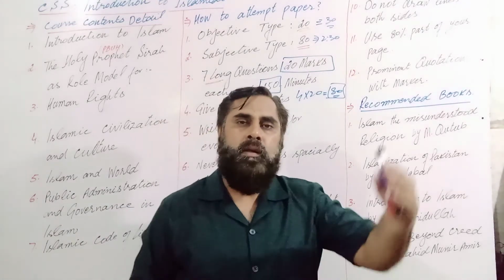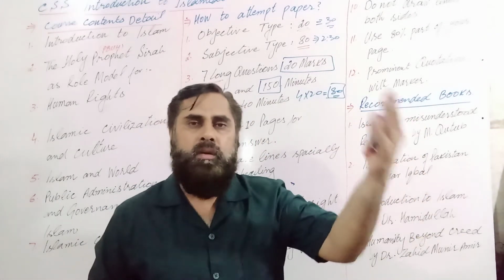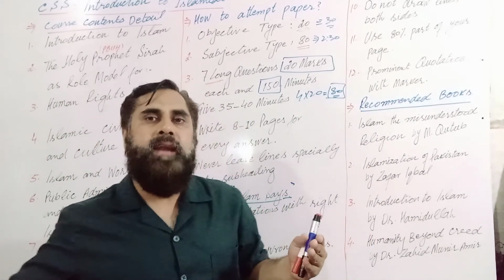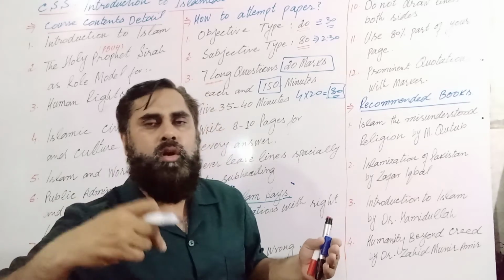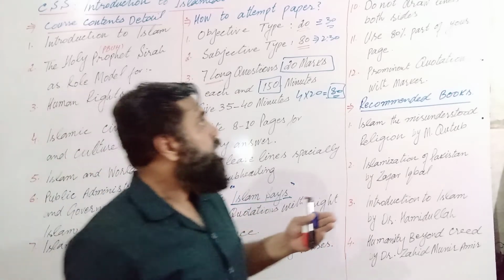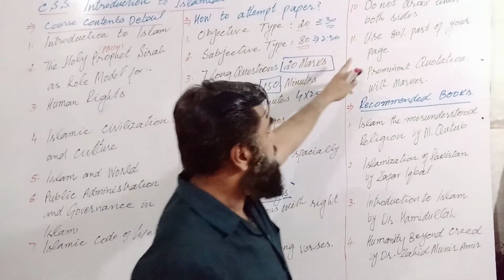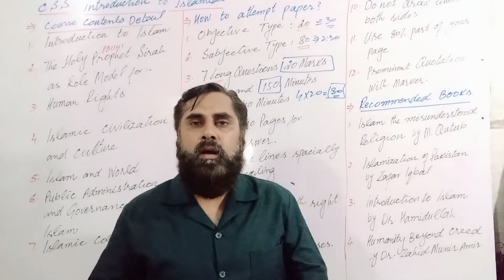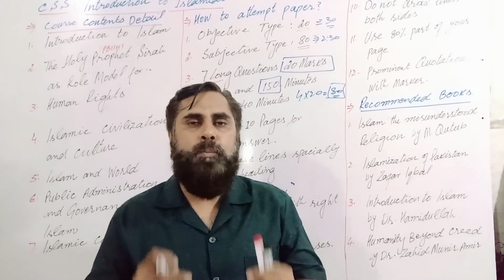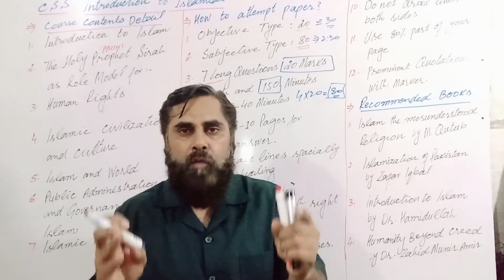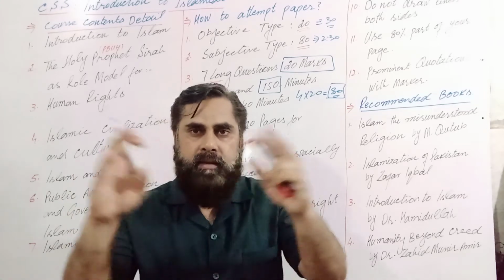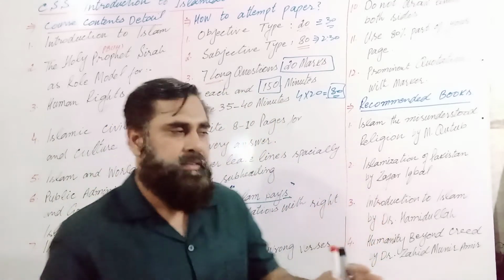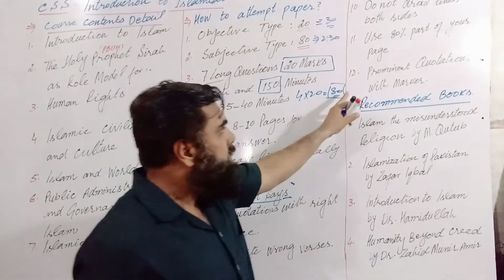So number 10, do not draw lines on both sides. If you are writing in Urdu, write from the right side, so do not draw a line at the left side. And if you are writing in English, do not draw lines on the left side. So keep this in mind. Use 80% of your page when you write a quotation. When you put a quotation, use 80% of your page, which is included under the margin line. So make the quotation prominent with a marker.